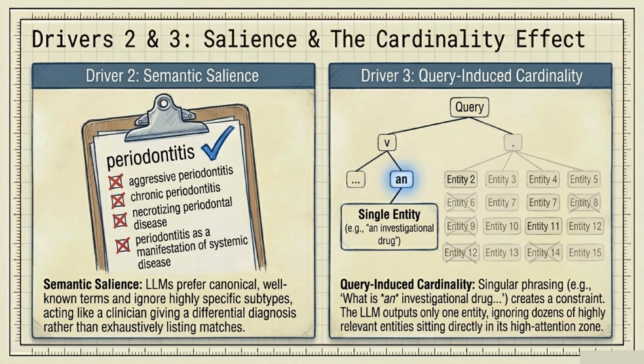Drivers 2 and 3 are semantic salience and the cardinality effect. Semantic salience means that LLMs inherently prefer canonical, well-known terms and will often ignore highly specific subtypes. And query-induced cardinality means that if your query uses singular phrasing, like asking for an investigational drug, the LLM restricts itself and outputs only one entity, ignoring dozens of other highly relevant entities sitting right in its high attention zone.